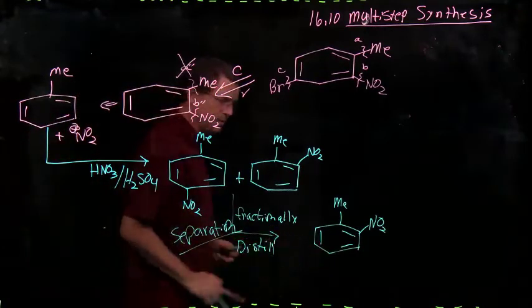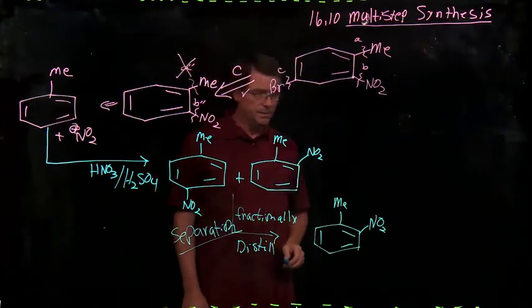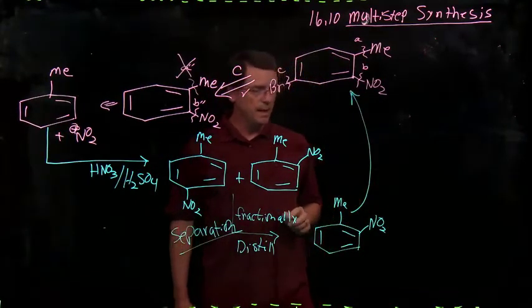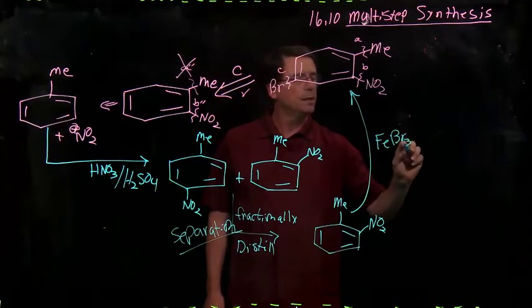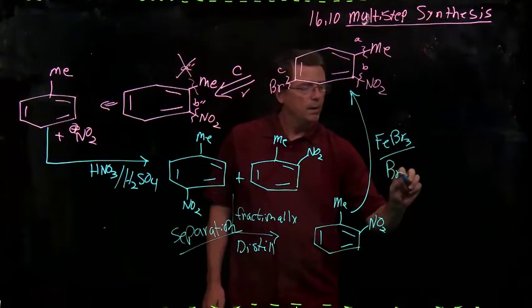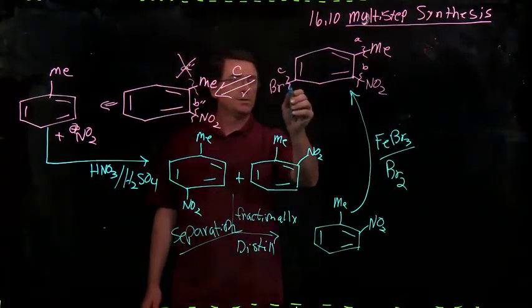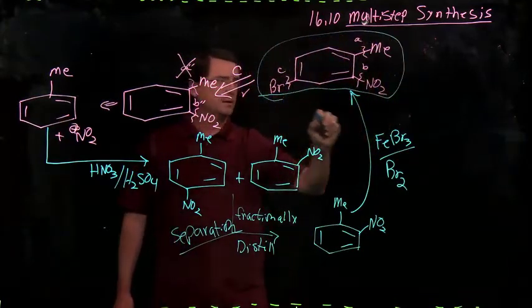So now let's assume that we've been able to separate our desired isomer. We need to do one more thing to get to the desired product, and that's bromination. And the conditions here will be FeBr3 and Br2, and under those bromination conditions, the bromination should give us as the major product our desired compound.